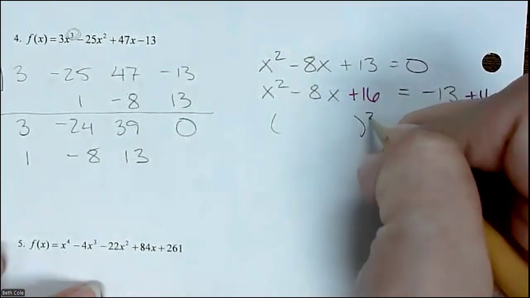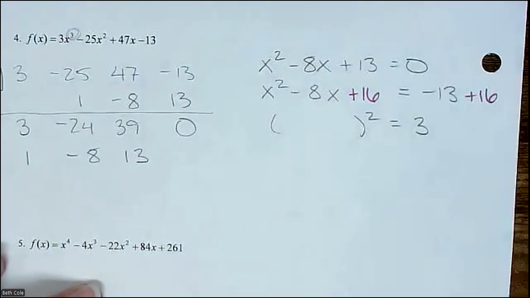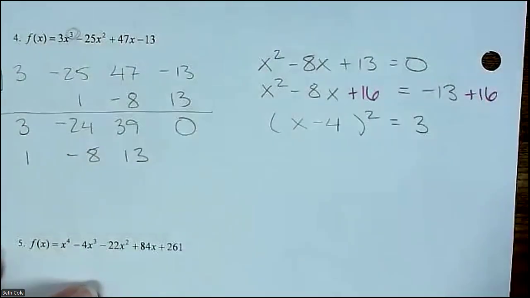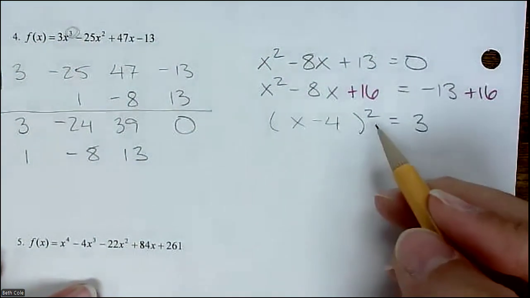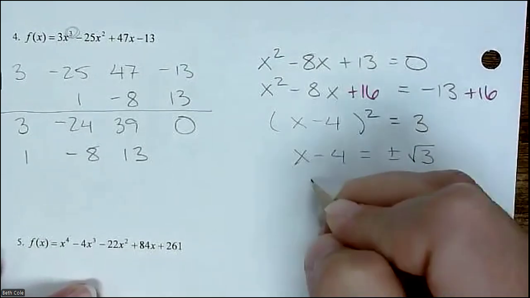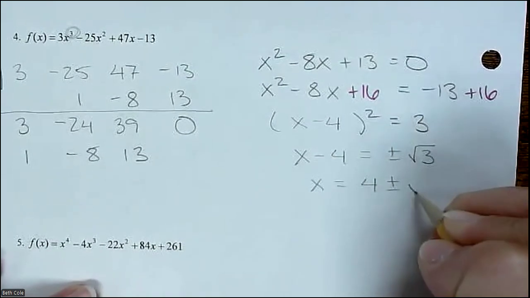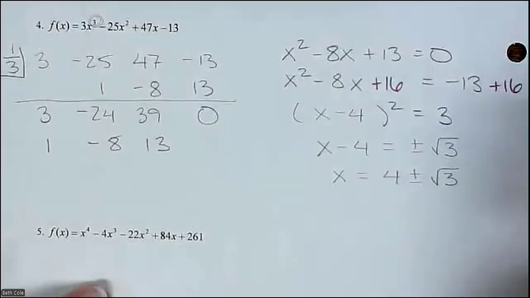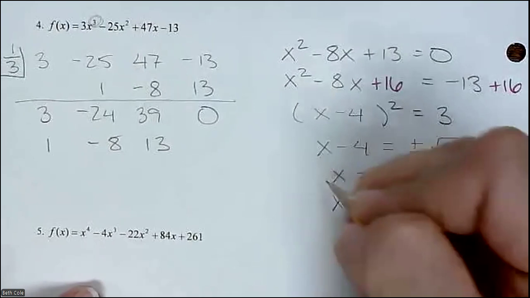It's going to be blank squared equals 3. In the blank, we'll have x minus 4, and then just keep going. Just don't stop. So square root, and then add over the 4. So again, that's 2 answers, and then the 1/3 is the third one.